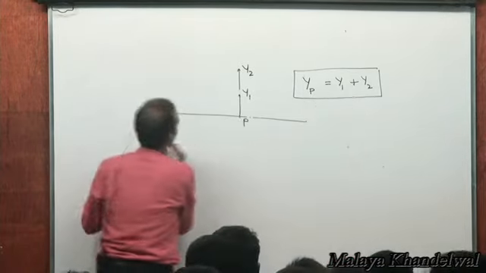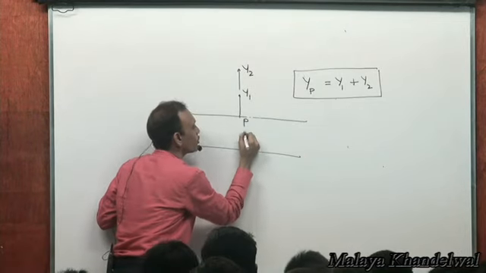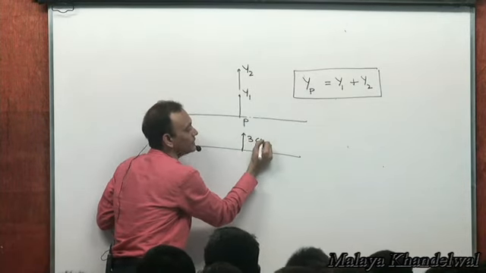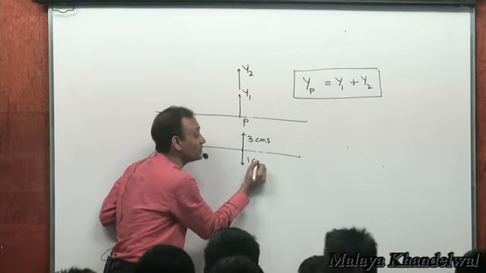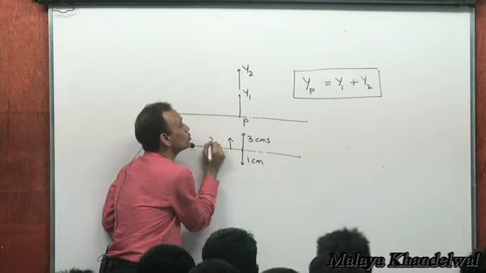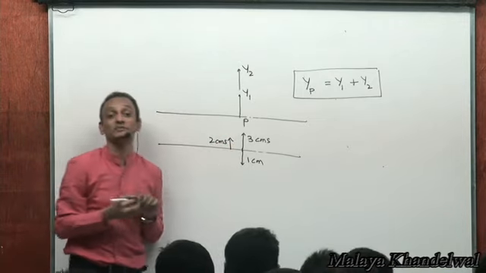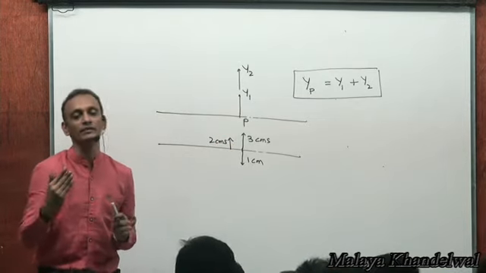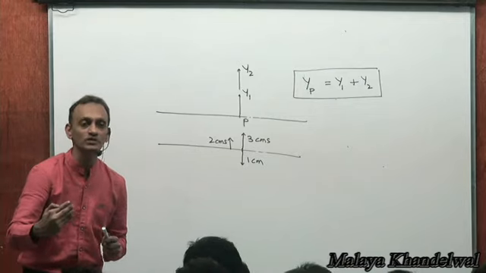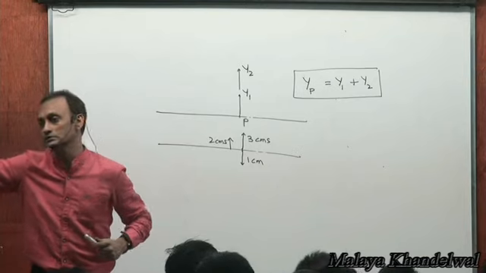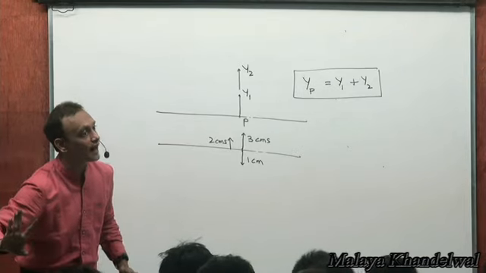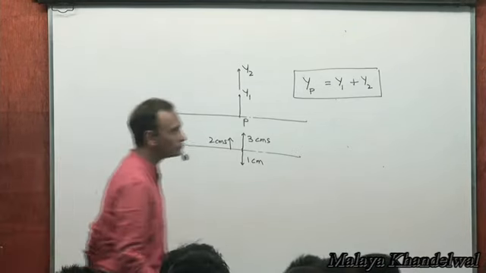centimeters. Or say if one disturbance would have caused the particle to move up by 3 centimeters, the other would have caused the particle to move down at this instant by 1 centimeter, then the algebraic sum would be 2 centimeters upwards. The net displacement when both are traveling would be 2 centimeters. Algebraic sum of the displacements that each disturbance would have caused to this particle. That's the net disturbance at P. Clear?